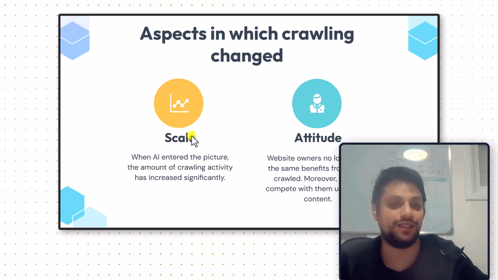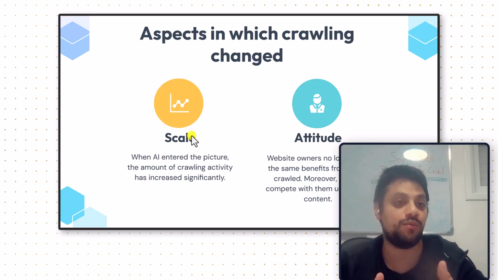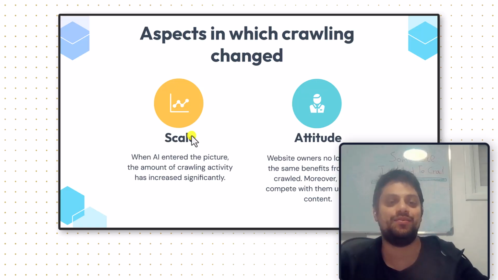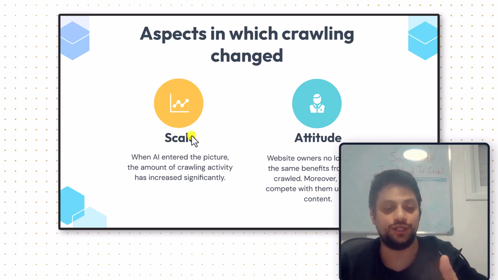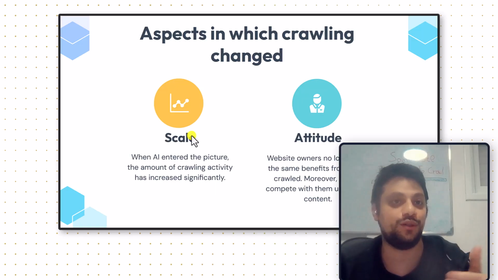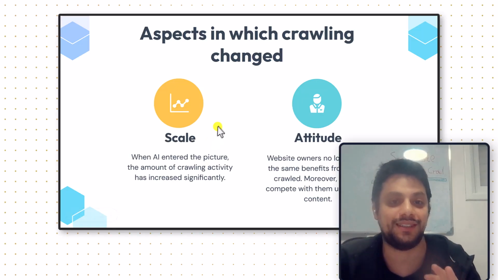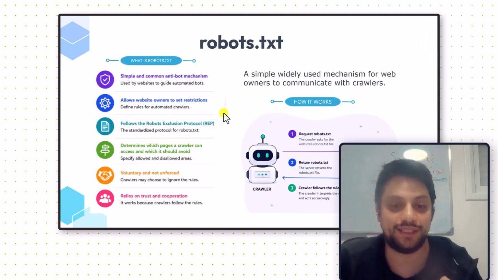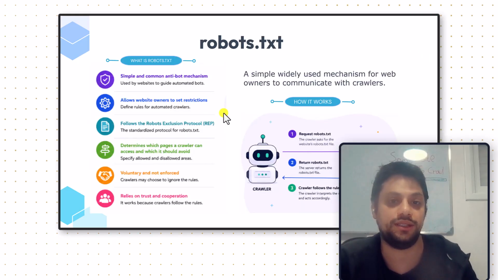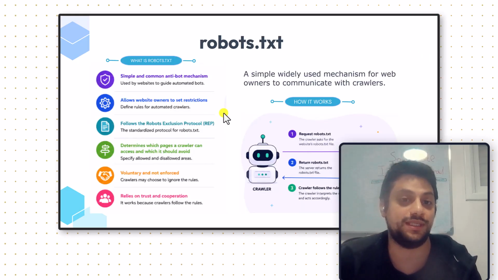Because of that, the attitude toward crawlers had become much more negative, and the content creators are looking for ways to restrict or even block them. So that leads us straight to the next slide, which talks about Robots.txt.